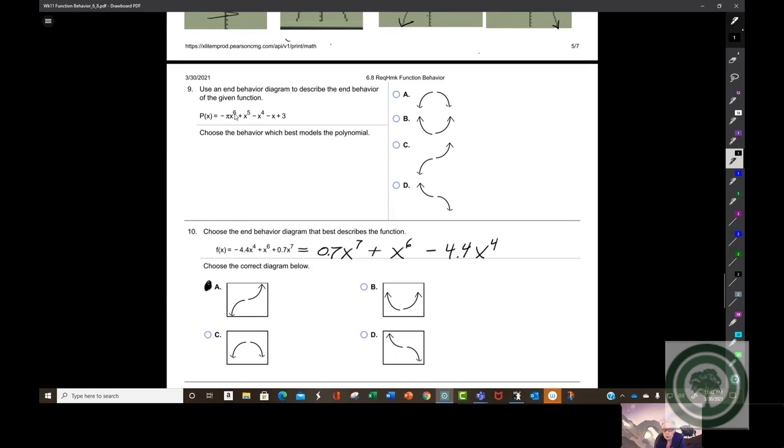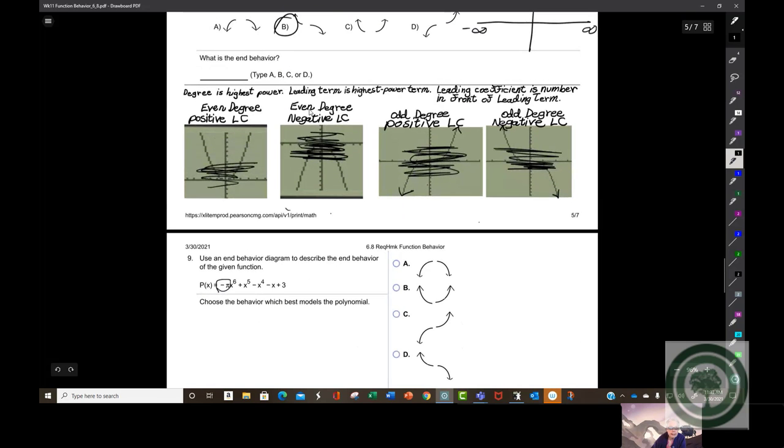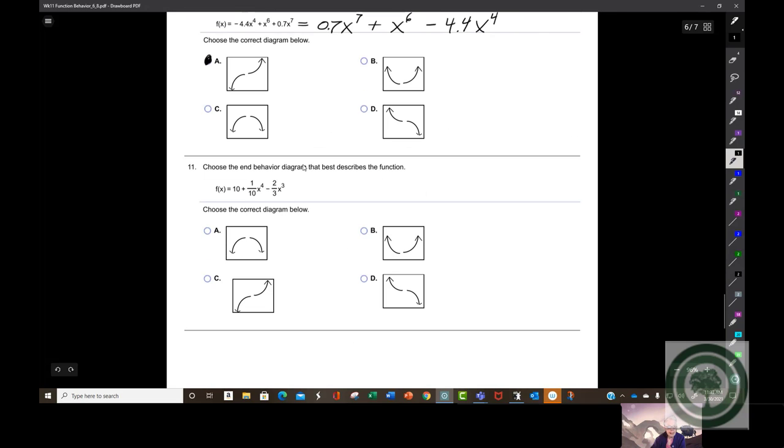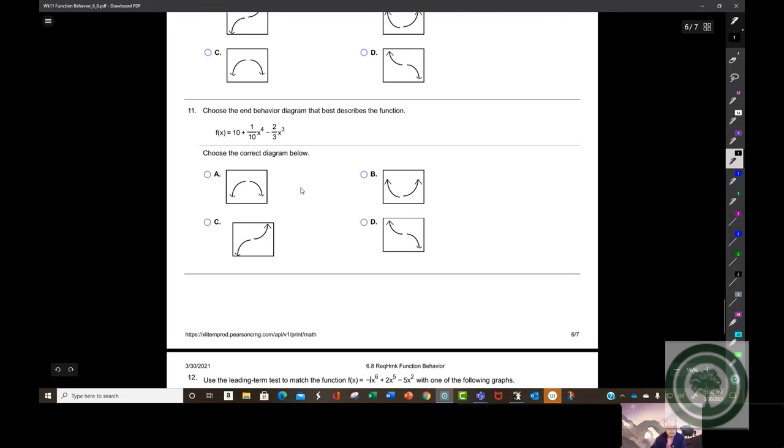Here you've got an even degree and a negative leading coefficient. Even degree, negative leading coefficient. It's going to look like that. It's going to go down forever on the left and down forever on the right. Already did that. Let's do this.